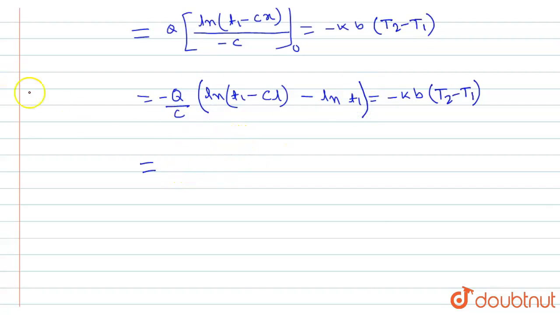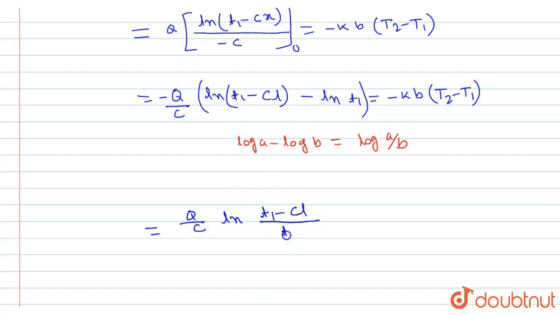So as we know, log a minus log b is equal to log a by b. So from here we can write this is equal to q by c, because this minus and this minus cancel out. So this is equal to q by c, and ln we can write t1 minus cl, divided by t1, and this is equal to kb and t2 minus t1, clear?